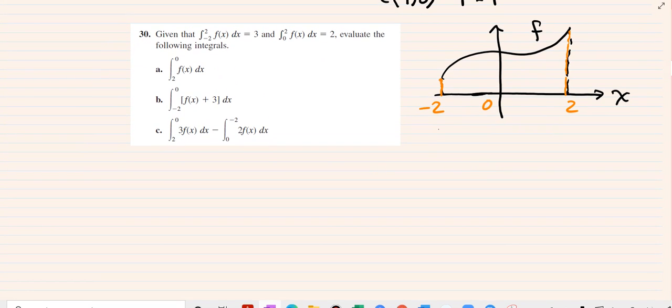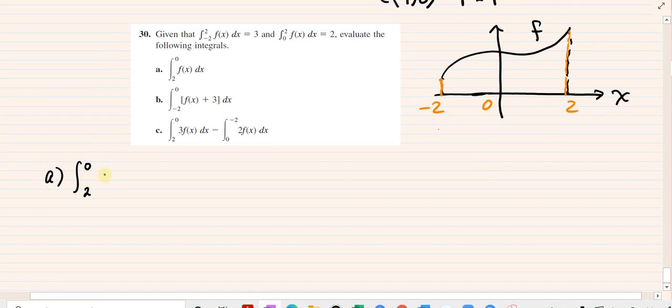Let's do part A. In part A, the integral from 2 to 0 of f of x dx. Now remember, the limits of integration go from low to high, right? This one, actually, the lower limit exceeds the upper, so it's actually the other way around, right? So for part A, the limits are not in proper order. I'm going to switch them using the properties of definite integrals. When you switch the limits of integration, you change the sign of the integral.